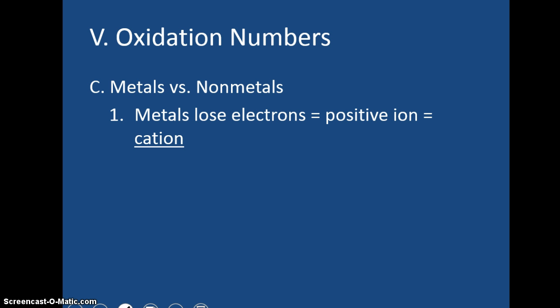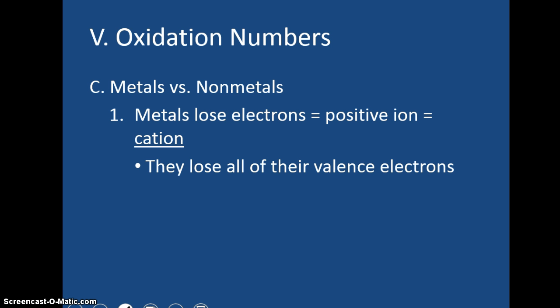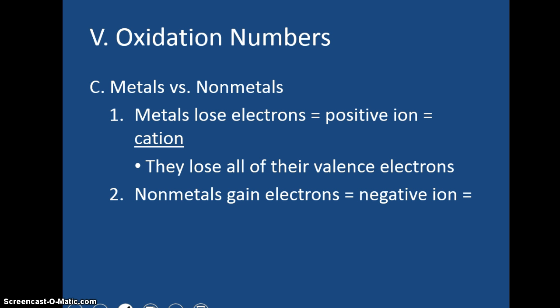Metals versus nonmetals. Metals will lose electrons to become the positive ion, and that is a cation. Cations are positive ions. One way to remember that is cats have paws. They end up losing all their valence electrons. Nonmetals gain electrons, and they're the negative ion, and that is your anion.